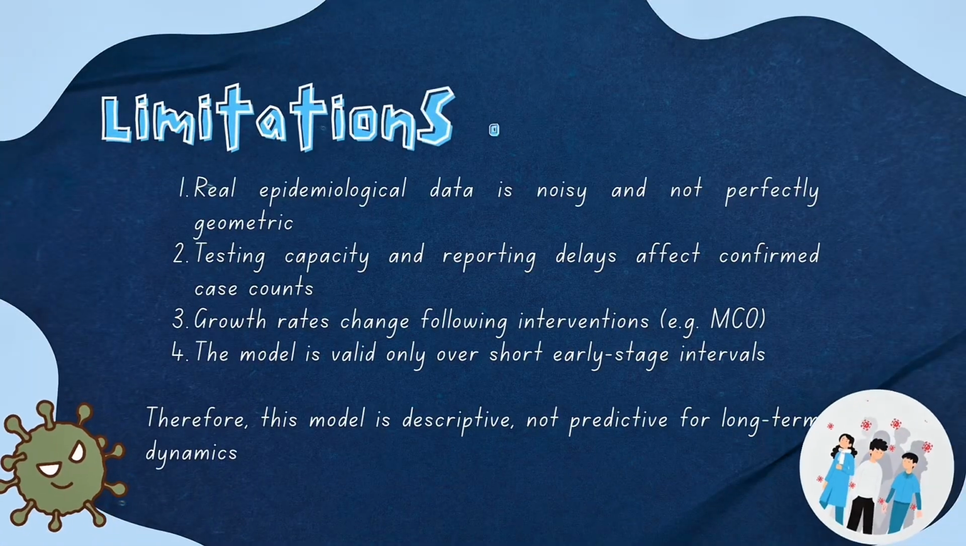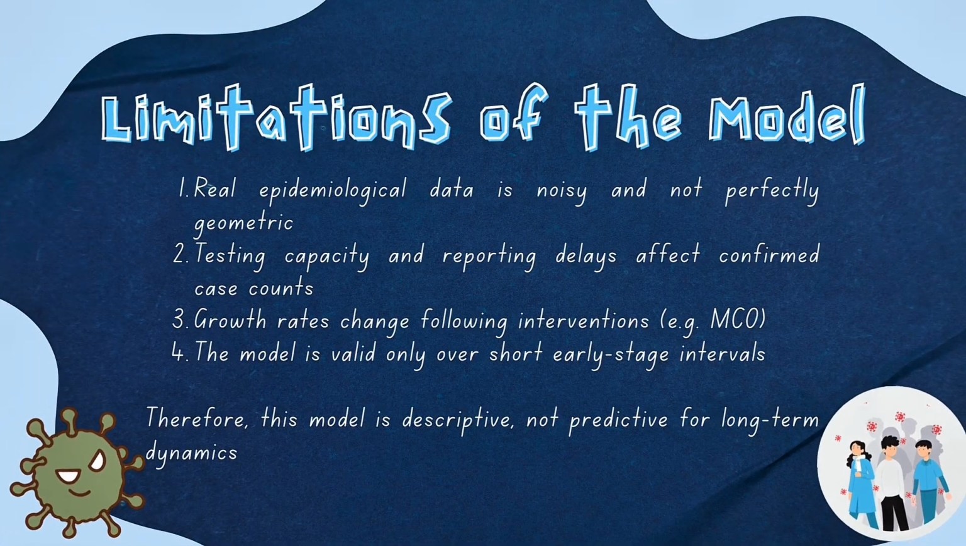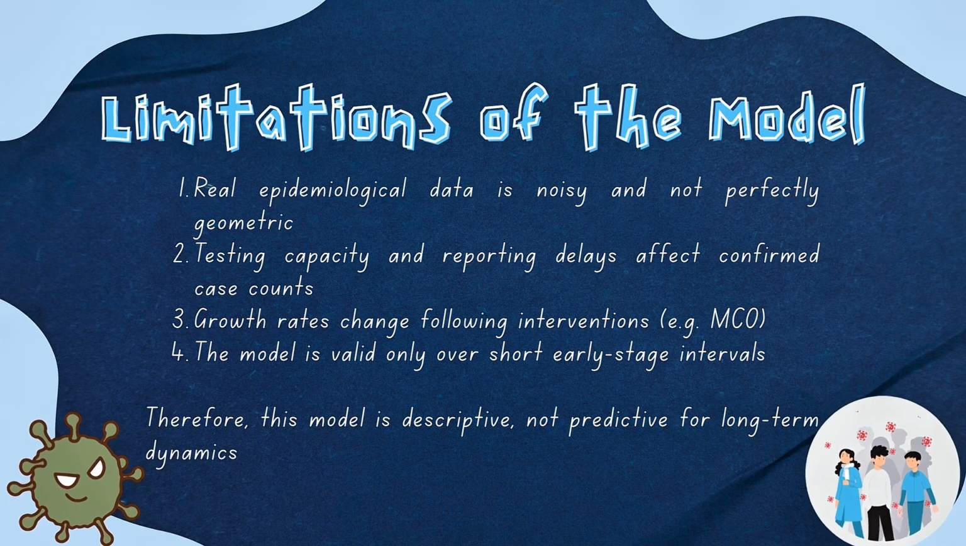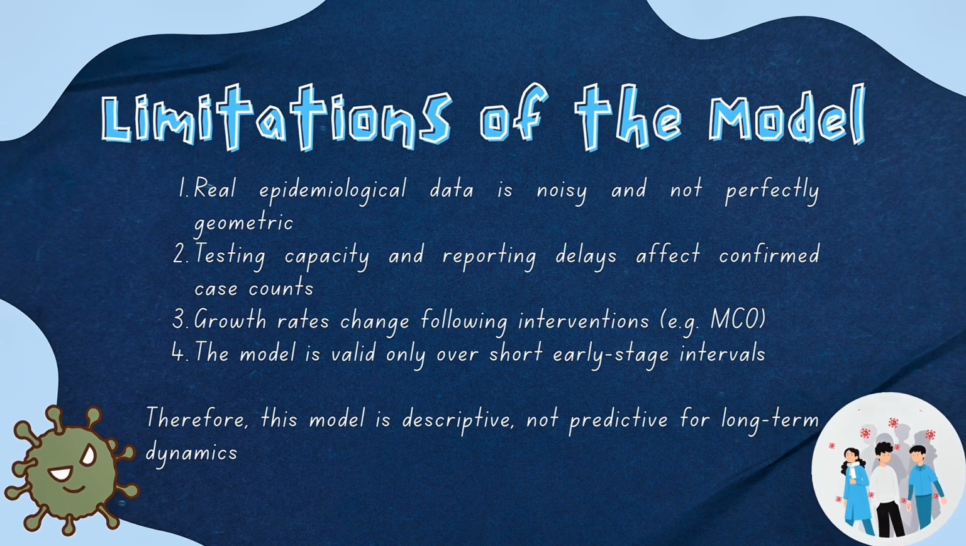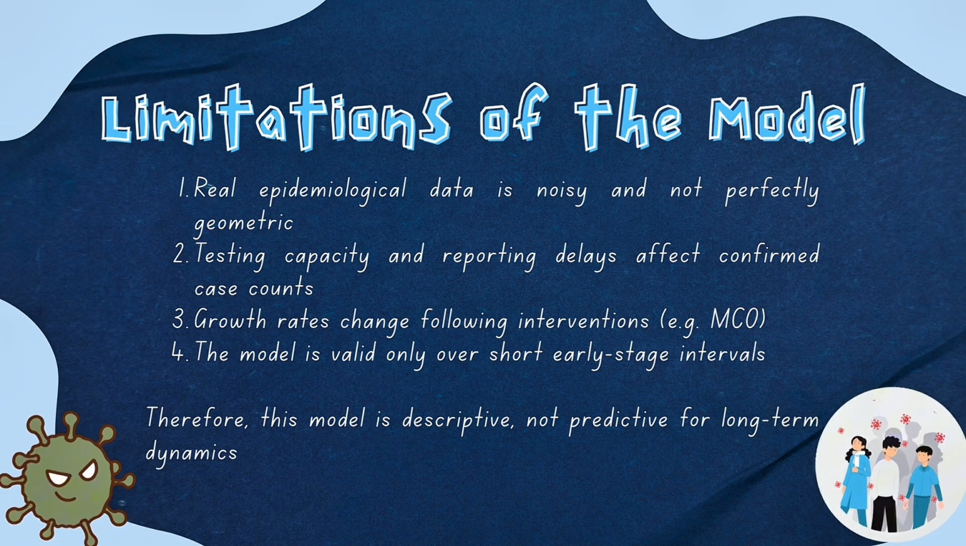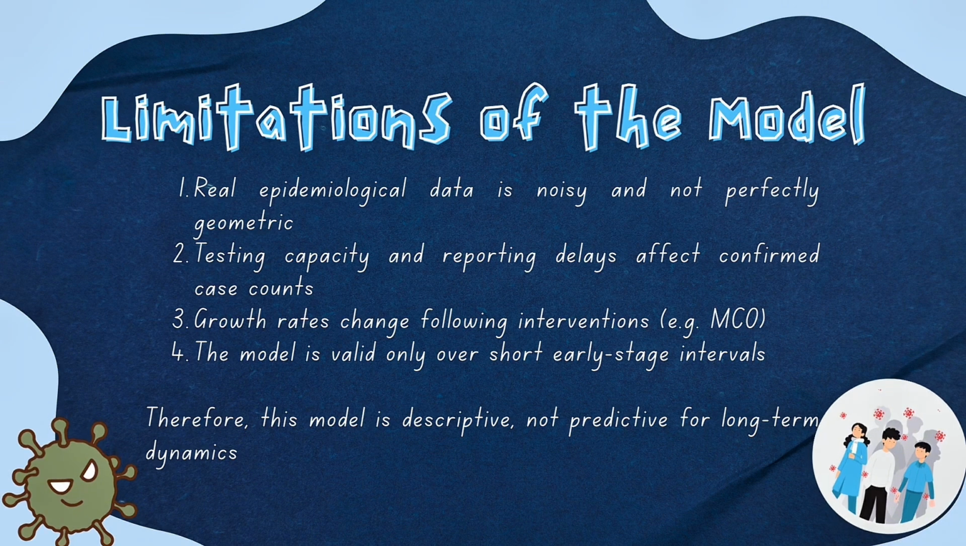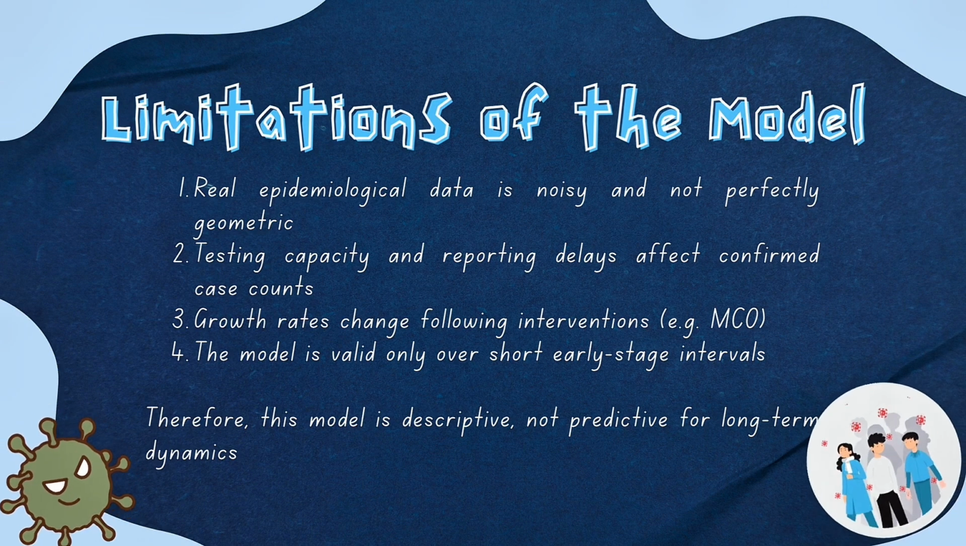It is important to acknowledge the limitations of using a geometric sequence. For example, real epidemiological data is noisy and not perfectly geometric. Testing capacity and reporting delays affect confirmed case counts. Growth rates change following interventions. The model is valid only over short early-stage intervals. Therefore, this model is descriptive, not predictive for long-term dynamics.